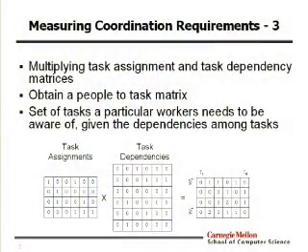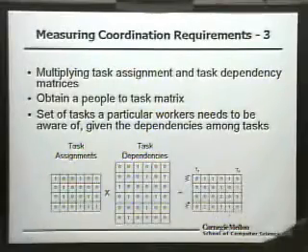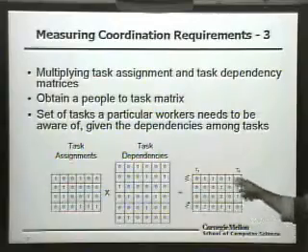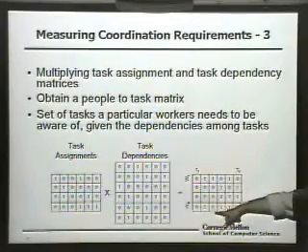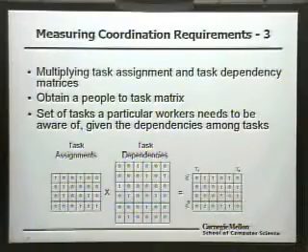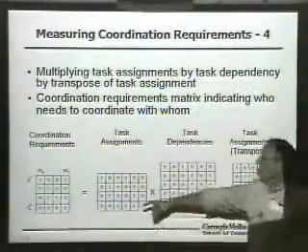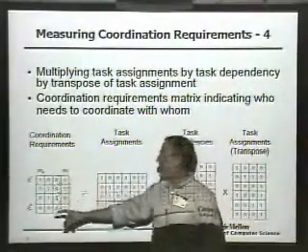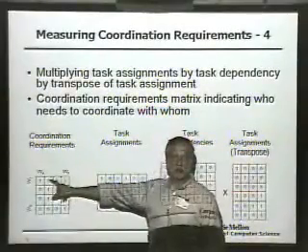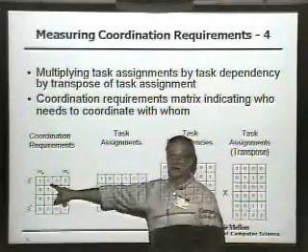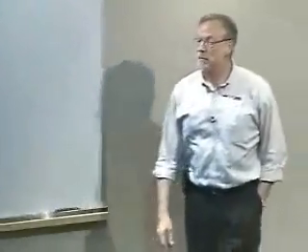Now, if you multiply these two matrices, you get a task by person matrix that represents the extent to which this person worked on tasks that share dependencies with this task. With one more manipulation, we multiply this by the transpose of the task assignments matrix. We come up with a square matrix, people by people, that represents the extent to which this person works on tasks that share dependencies with the tasks worked on by this person. So this is the task dependency matrix, and this is a coordination requirements matrix that shows which people need to coordinate with which other people in order to get that work done.